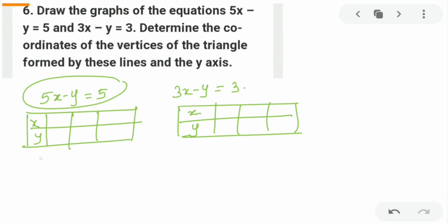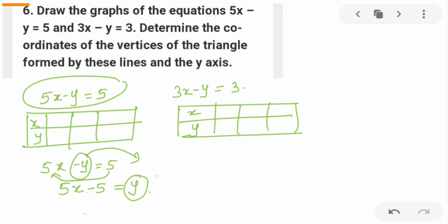Now what about 5x minus y is equal to 5? You can take y as a subject if you want. Or else, to make it more easy, you can take this y over here, so it will be 5x, and this 5 over here. 5x minus 5 is equal to y. So you got the subject y is equal to 5x minus 5.